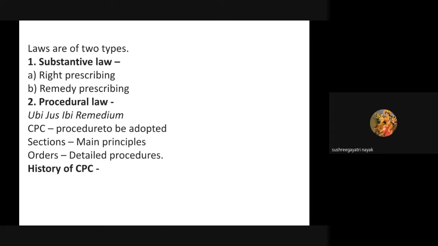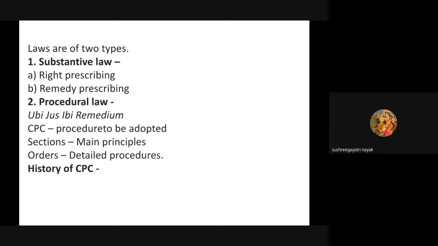And a further classification of substantive law would be that there are laws which prescribe the rights, and there are certain substantive laws which prescribe the remedies. I'll give you an example. The right prescribing law would be, for example, the Contract Act, whereas the remedy prescribing substantive law either can be the Contract Act itself, or if the party is claiming specific performance, then it would be the Specific Relief Act, which will be the remedy prescribing act.